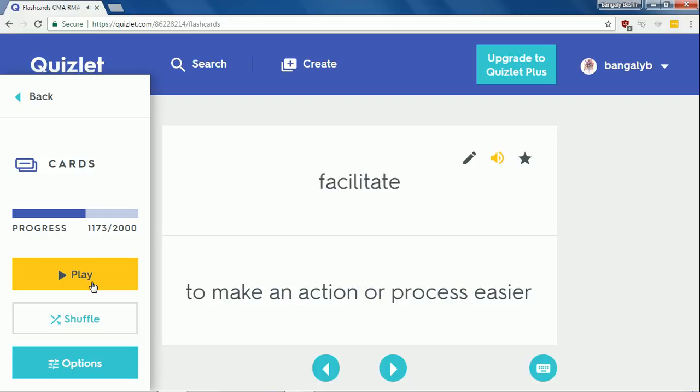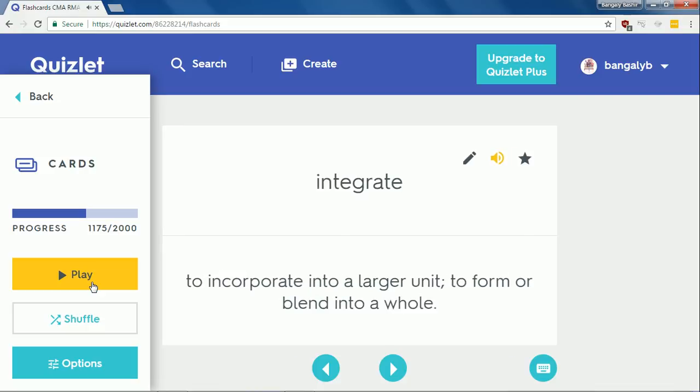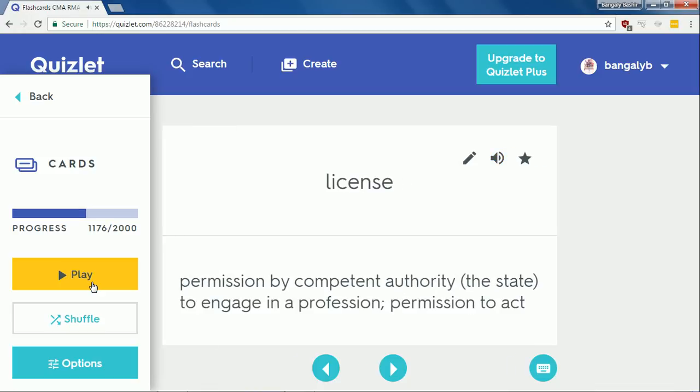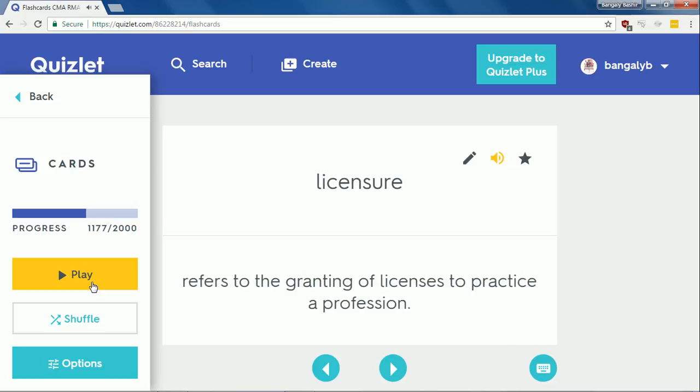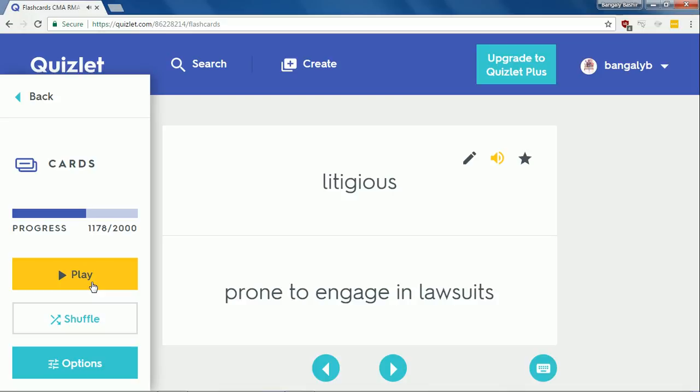Facilitate. To make an action or process easier. Improvise. To make, invent, or arrange in an unplanned or spontaneous manner. Integrate. To incorporate into a larger unit, to form or blend into a whole. License. Permission by competent authority to engage in a profession, permission to act. Licensure. Refers to the granting of licenses to practice a profession. Litigious. Prone to engage in lawsuits.